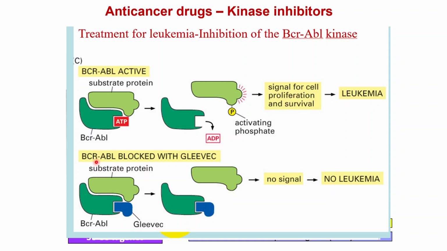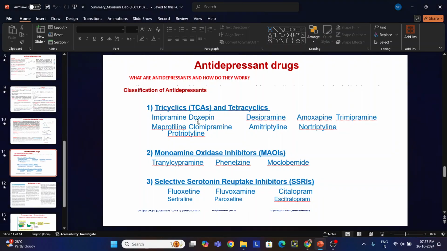This signal for cell proliferation or survival leads to leukemia. But when there is this Gleevec molecule, which is a competitive inhibitor, it binds to the ATP binding pocket of BCR-ABL kinase. Now there is no signal and no leukemia. So this is one example of how a kinase inhibitor acts as an anti-cancer drug. This was the last topic of today's class.